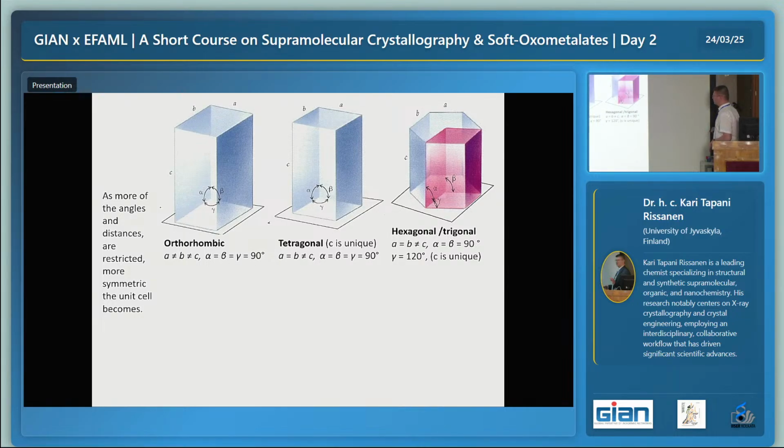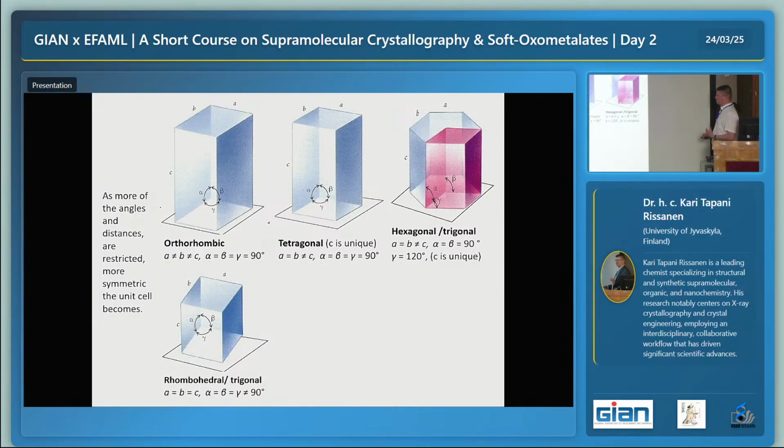But in there, we have to define the orientation. So we say that the C is unique. This axis is defined because A and B are the same, but not the same as C. And the same also in the tetragonal. So that's a hexagon. And now we can have a variation of that, which is called a trigonal system, which we can also call rhombohedral.